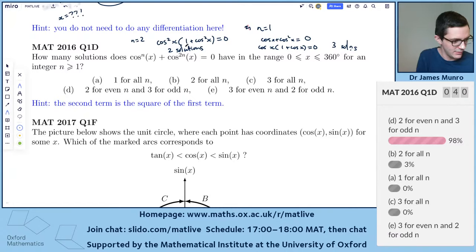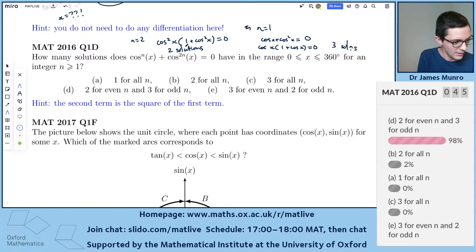Okay, and people in chat are doing brilliantly here. Loads of facts about even powers and odd powers. Chat is 98% correct on the poll and everything. Yep, and your reasoning in chat is really good. Factorised and worked out. Yep, cool. Even integers. Yeah, cool.